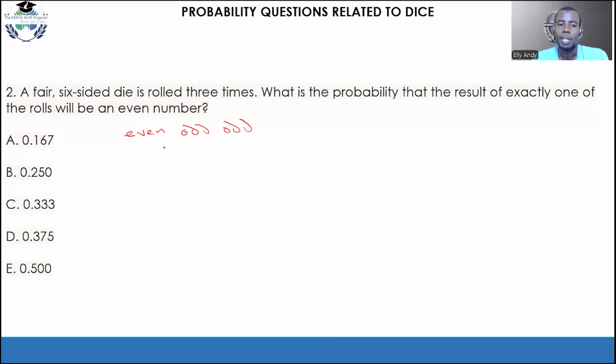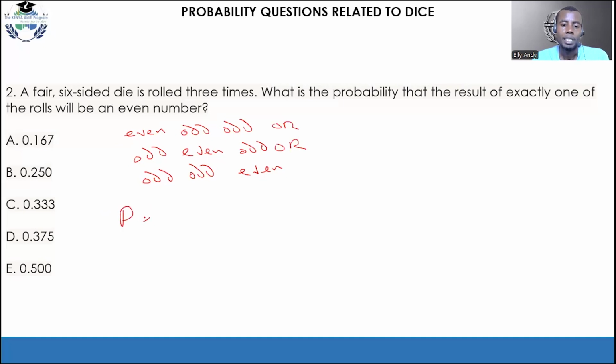So the arrangements we can have are for the first roll even, second odd, third odd, or odd, even, odd, or odd, odd, even. So let's calculate the probability of getting this first arrangement.